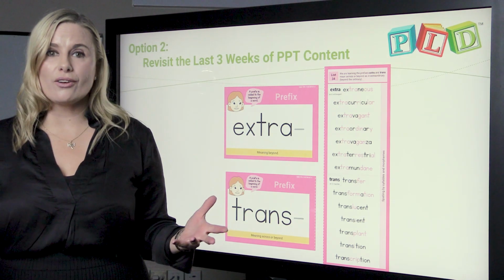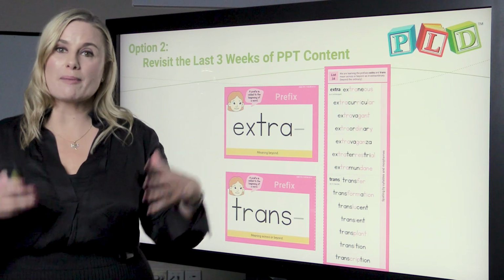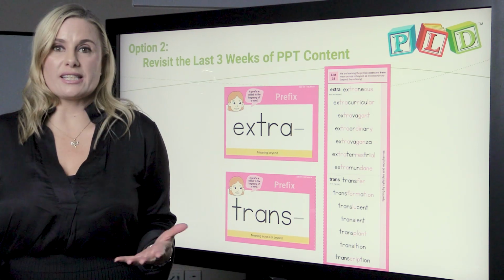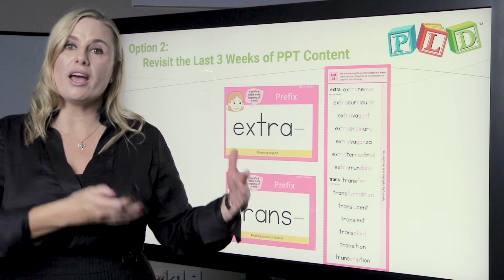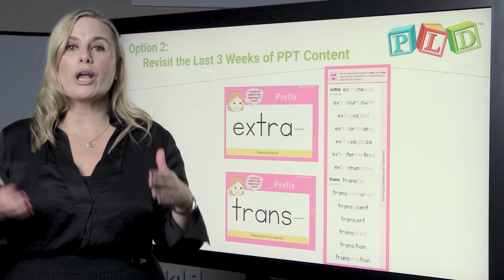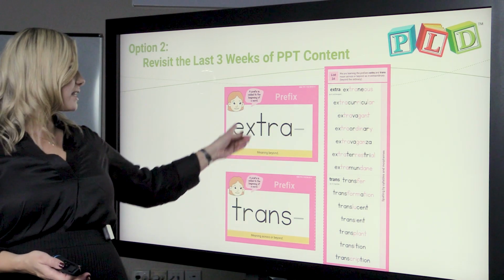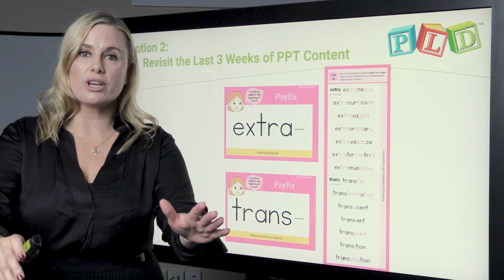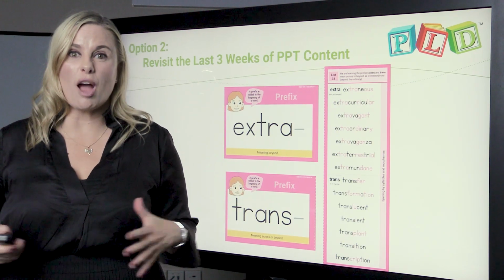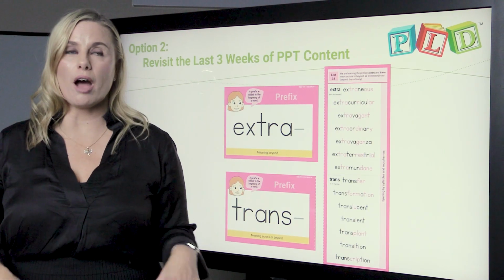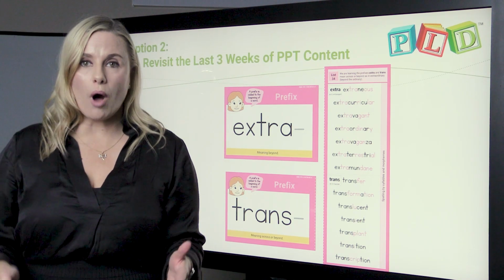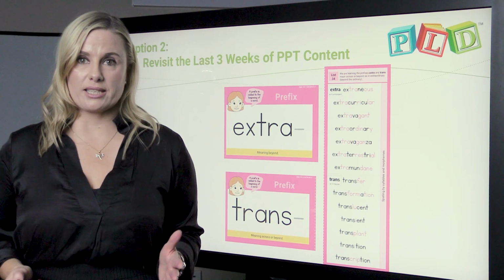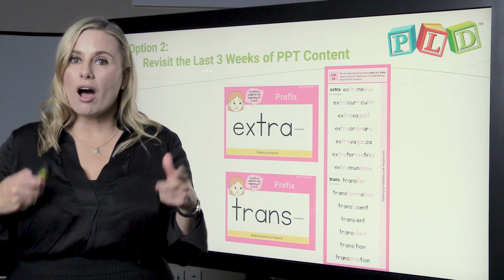So group 1, over the last 3 weeks, we have been learning about prefixes. What are prefixes? They are a group of letters that you will put before the beginning of a word and it changes the meaning. We looked at the word extra. Extra means to move beyond. So if I was extraordinary, I'm moving beyond ordinary. I'm extraordinary.